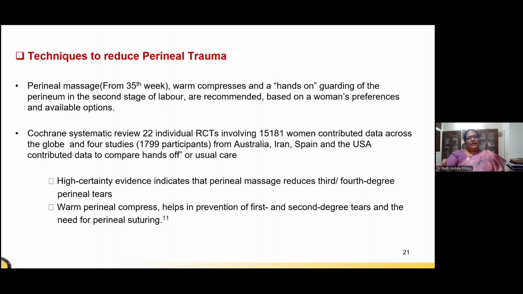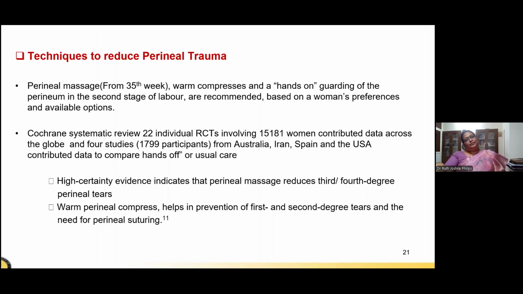So from the 35th week, we instruct how the woman can do it. Either the woman can do it, or her partner can also help her in doing the perineal massage, where the perineal muscle is stretched using some oil and massaged every day. Apart from perineal massage, a warm compress applied during the second stage, when the perineum is getting stretched and the baby is being born, has also shown to reduce perineal trauma.